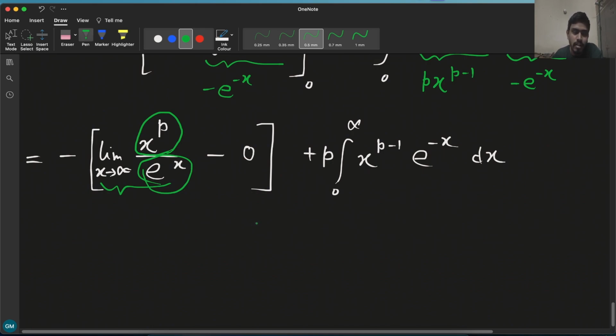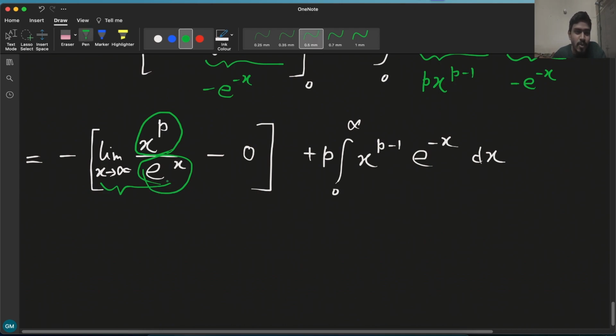So then how do we calculate this limit? It's basically infinity by infinity form. There are lots of different ways to tell what will be the value of this limit.